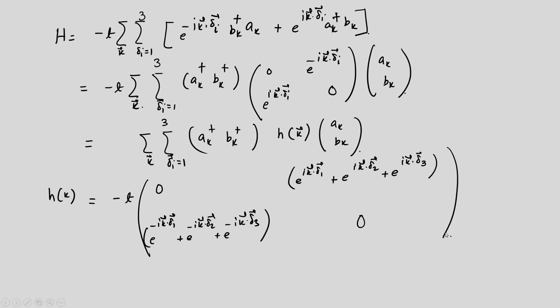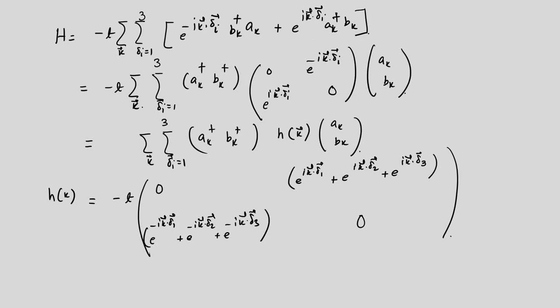And if we want to diagonalize this, we just have to find the eigenvalues of this matrix H of k. Now, the difference between this delta 1 and delta 2, or delta 2 and delta 3, or delta 1 and delta 3 must give you a lattice vector which is R.